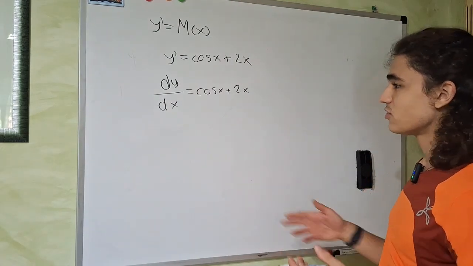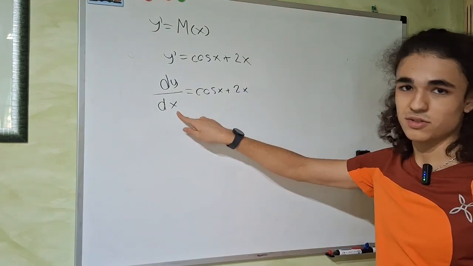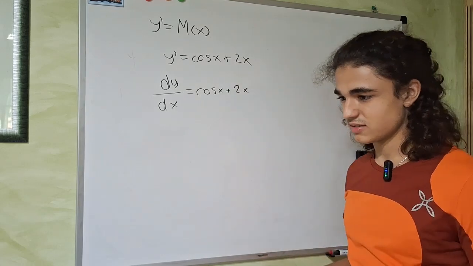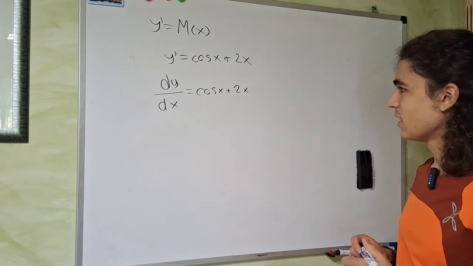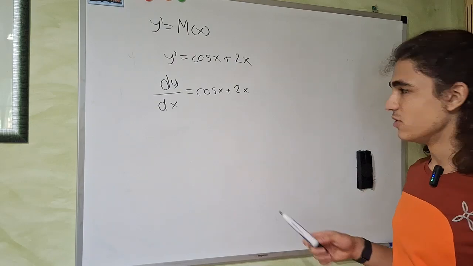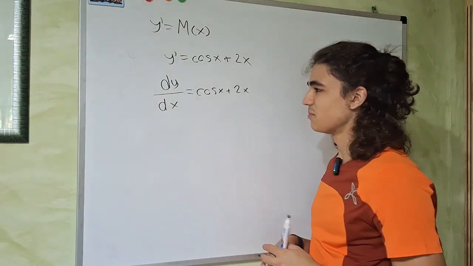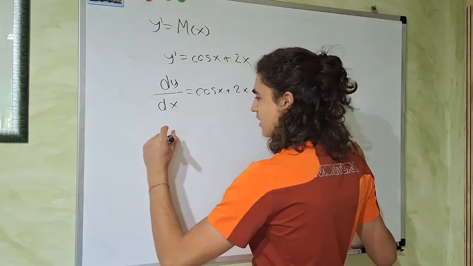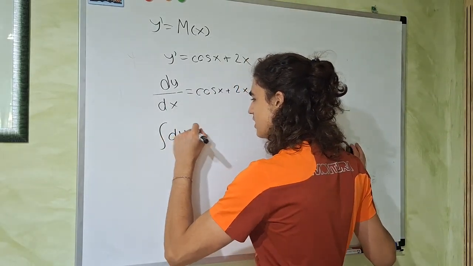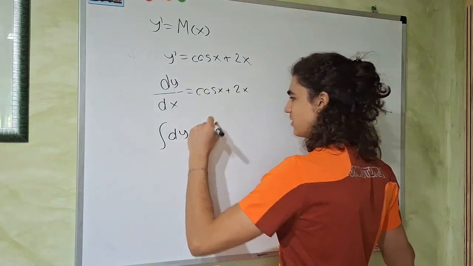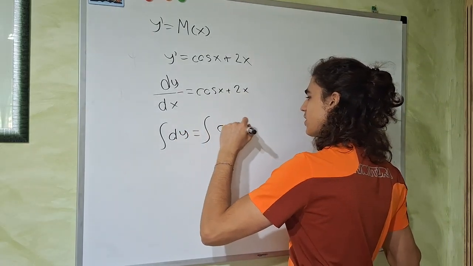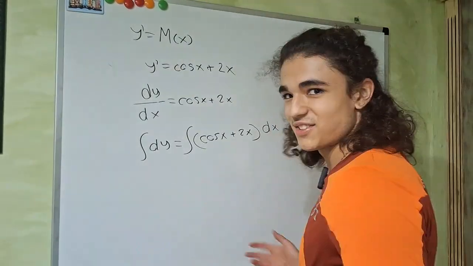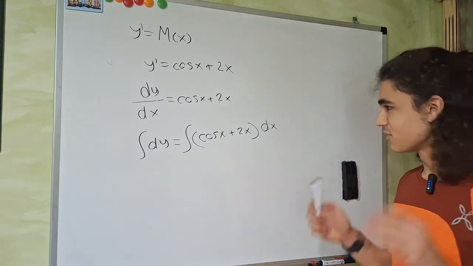So what can we do? Well, multiply by the differential dx, because it's rigorous to do that, and then integrate both sides. Or if you like, you can integrate both sides with respect to x now, and this gets the integral of dy, but it doesn't really matter. So the integral of dy equals, bringing dx to the other side, the integral of cosine of x plus 2x dx.